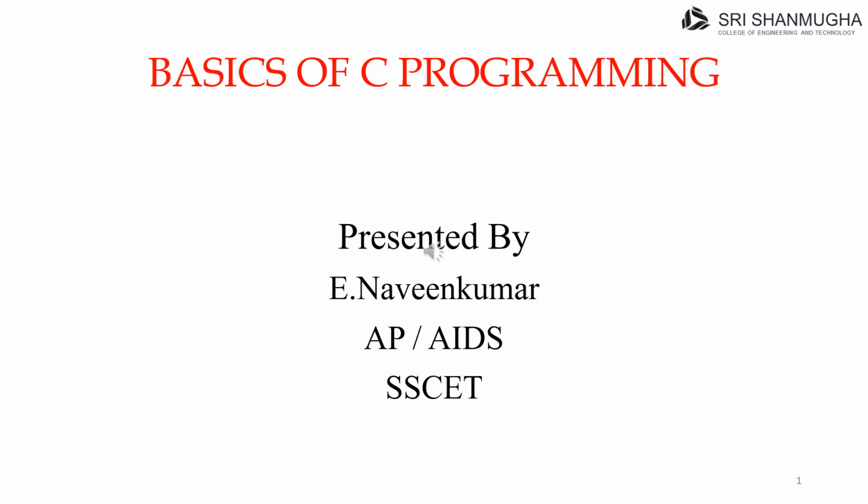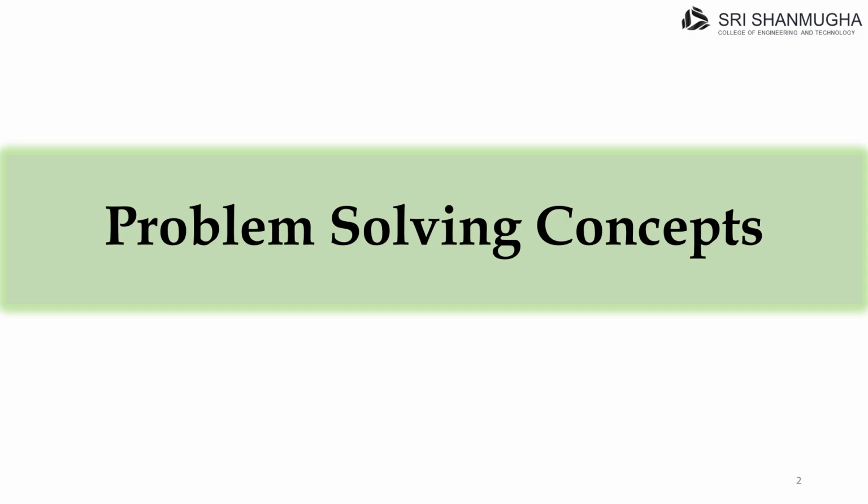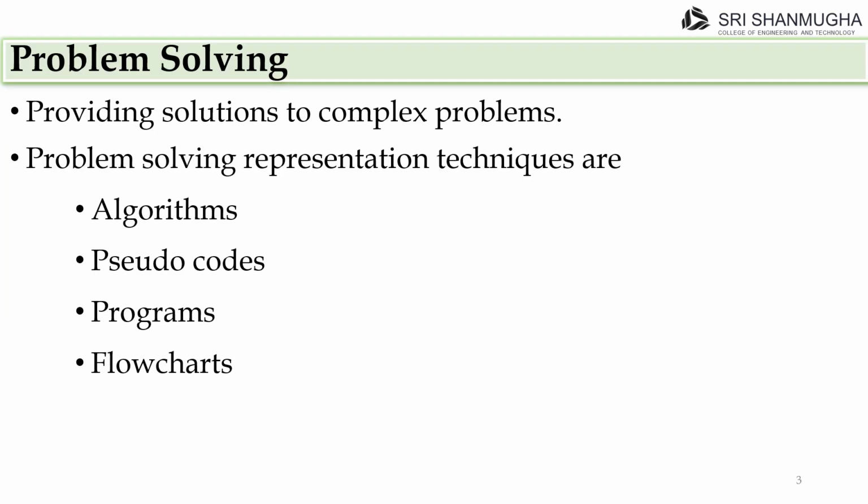Today, we are going to discuss what is C programming. In that, we are going to see the basics of C programming. So first is problem solving concepts. First of all, we have to think what is a problem. Problem means everywhere we have some problems. In that concept, we are giving some solution to particular problems. We can take it as a small problem or a complex problem, whatever it may be. We are giving a particular solution to those problems.